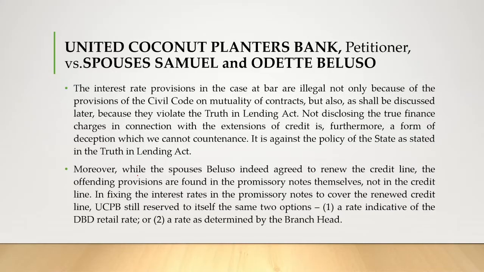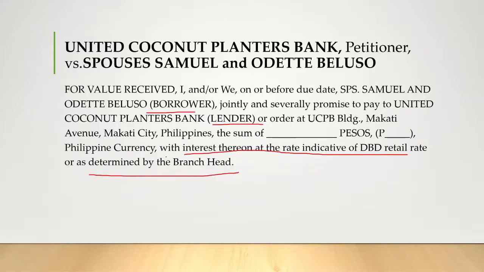So, let's find out. The interest rate provisions in the case at bar are illegal, not only because of the provisions of the Civil Code on mutuality of contracts, but also, as shall be discussed later, because they violate the Truth in Lending Act. So, not disclosing the true finance charges in connection with the extensions of credit is a form of deception which the court cannot countenance. So, it is against the policy of the state as stated in the Truth in Lending Act. So, this provision in the promissory note which provides that the interest rate thereon at the rate indicative of DBD retail rate or as determined by the branch head is violative of the Truth in Lending Act.